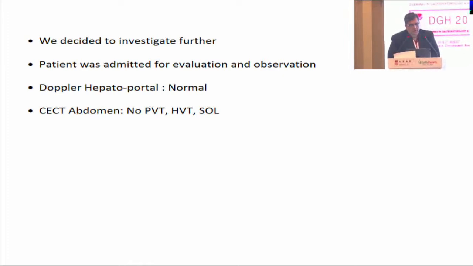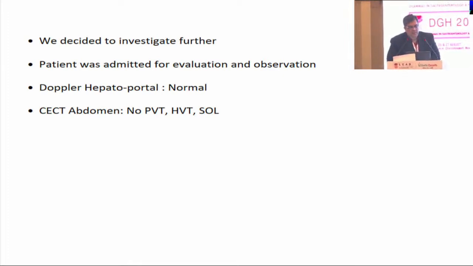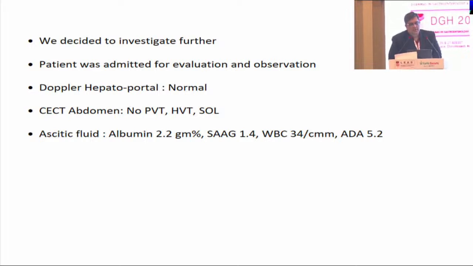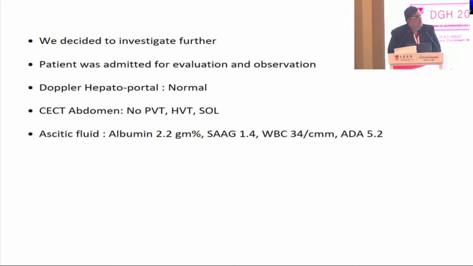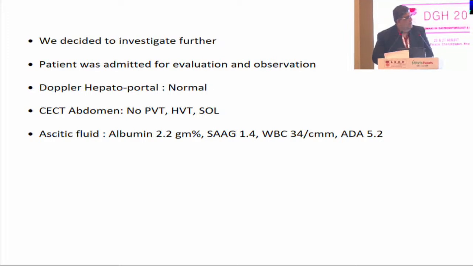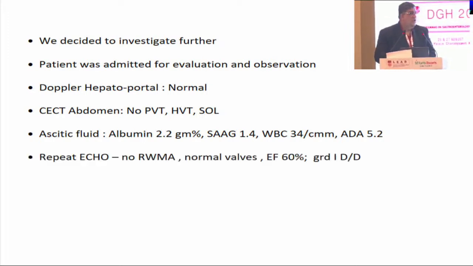So we decided to investigate this patient. Doppler was normal. We repeated ascitic fluid, which showed 2.2 grams of albumin. SAAG was 1.4. WBC count is now down to 34. ADA is down to 5.2. It's not developing chylous ascites. No, it's not chylous ascites. It's a very clear low protein, moderate protein ascites.